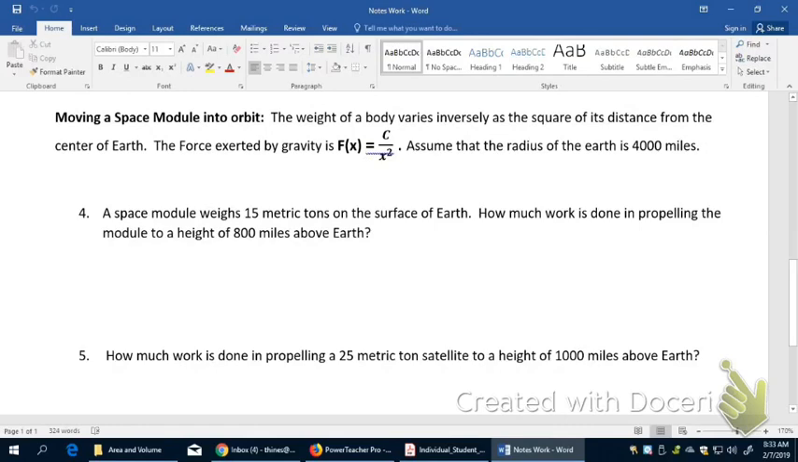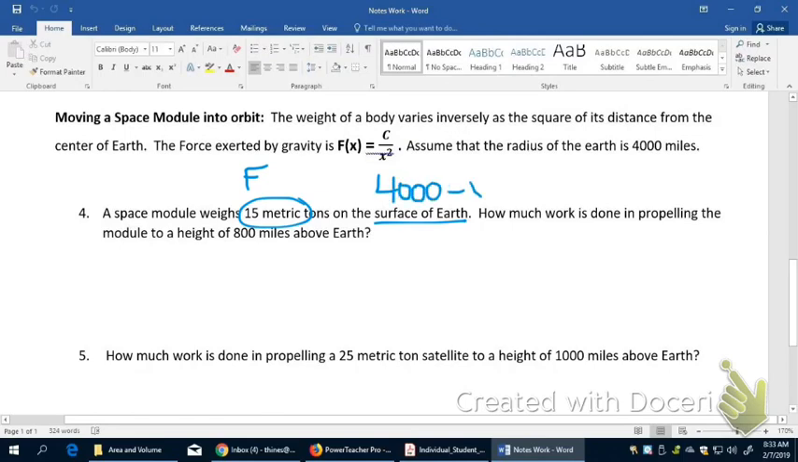So, number 4. A space module weighs 15 metric tons on the surface of Earth. The 15 metric tons represents your force. So that's the F. And then the fact that it's the surface of Earth, that's where the 4,000 comes into play. 4,000 is the x. How much work is done in propelling the module to a height of 800 miles above Earth? Okay, we'll get to that.